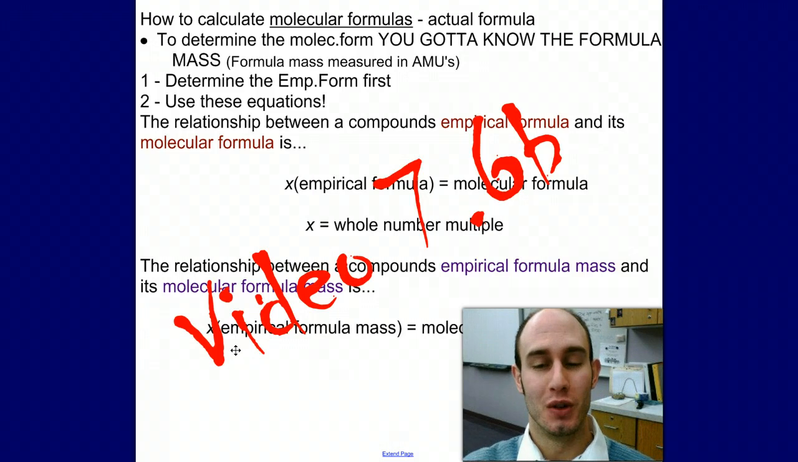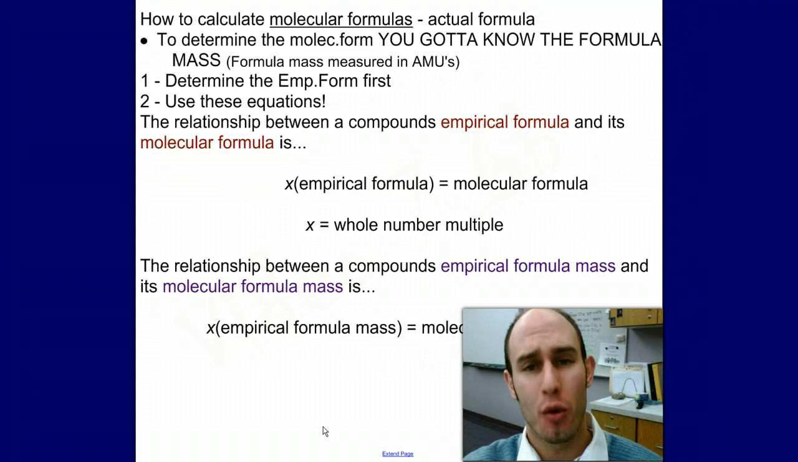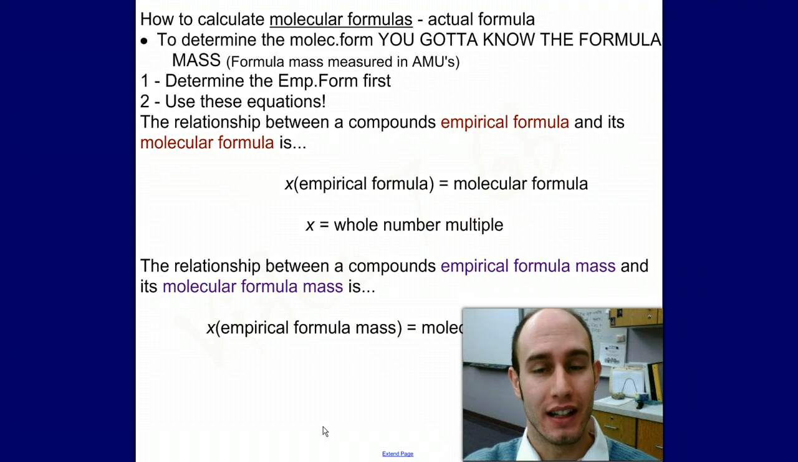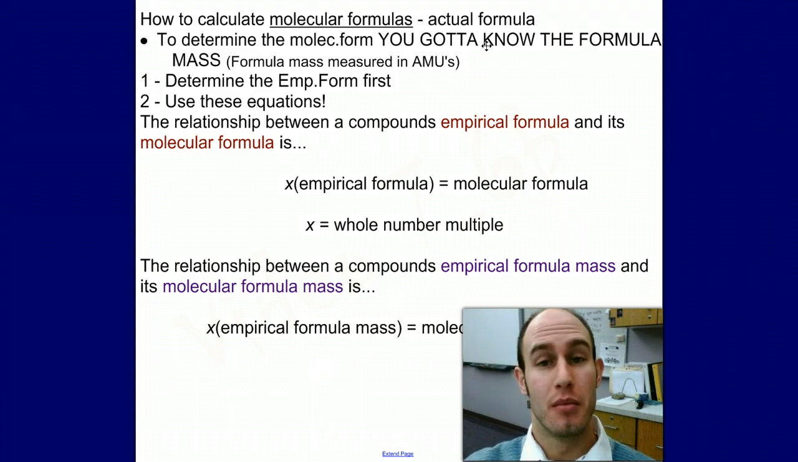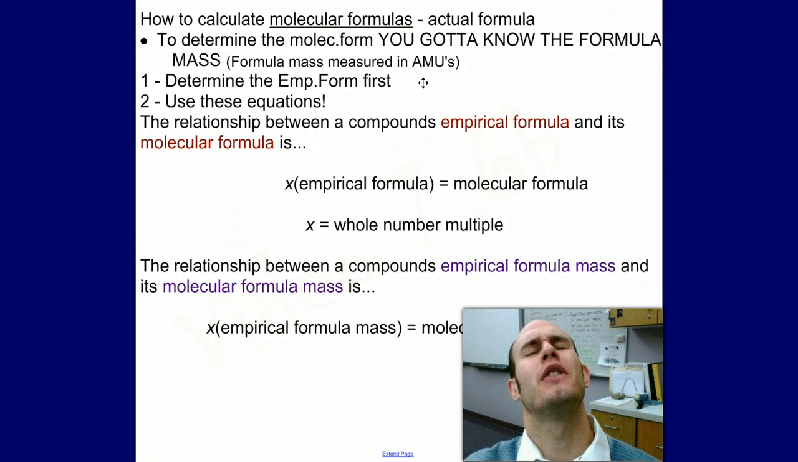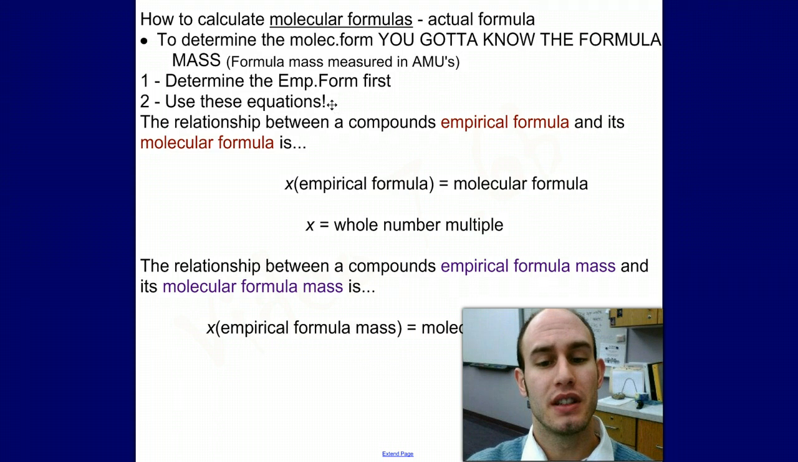Welcome! Video 7.6b. We are about to look at molecular formulas and how to calculate a molecular formula when given an empirical formula. First and foremost, you have to know the formula mass. Remember, we are measuring these in atomic mass units. We have to determine the empirical formula first, then we're going to use these equations. So get them down in your notes.